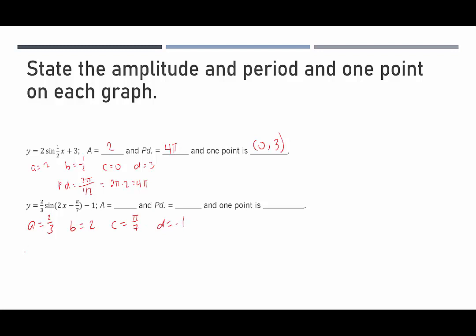Amplitude is found by taking the absolute value of a. The absolute value of 2/3 is 2/3. The period is found by taking 2 pi and dividing it by b. This is 2 pi divided by 2, which is pi. And for one point on this sine graph, sine should start at 0, 0, but now it's being shifted to the right by pi over 7 units, and it's being shifted down 1 unit, so we would have one point located at pi over 7, comma negative 1.